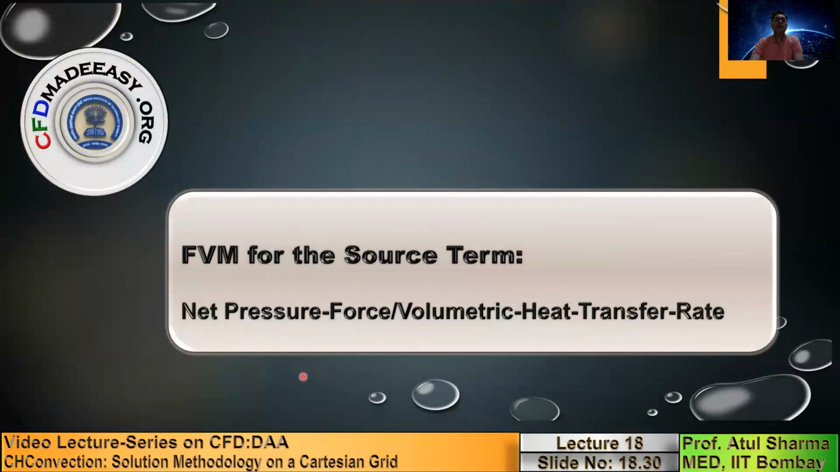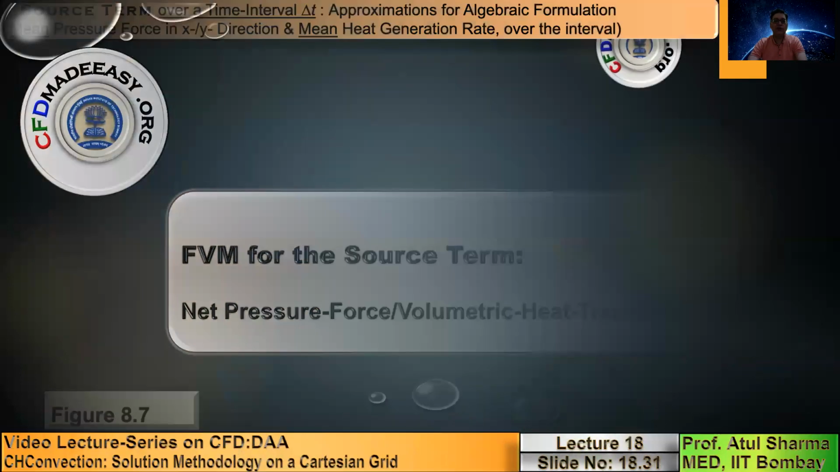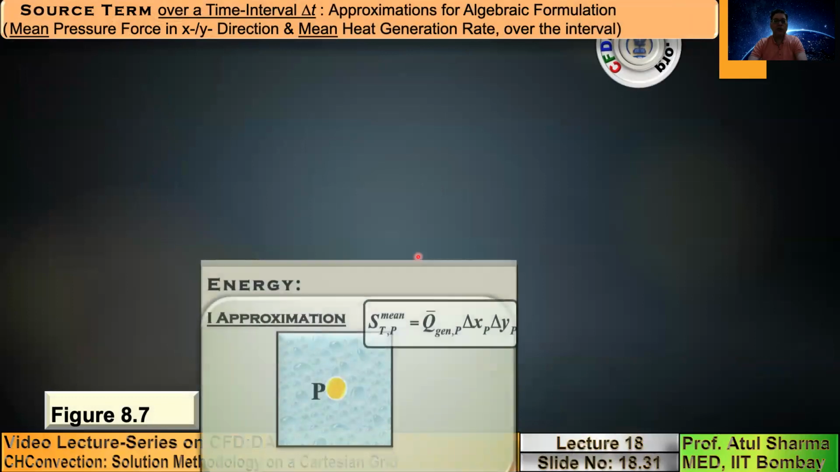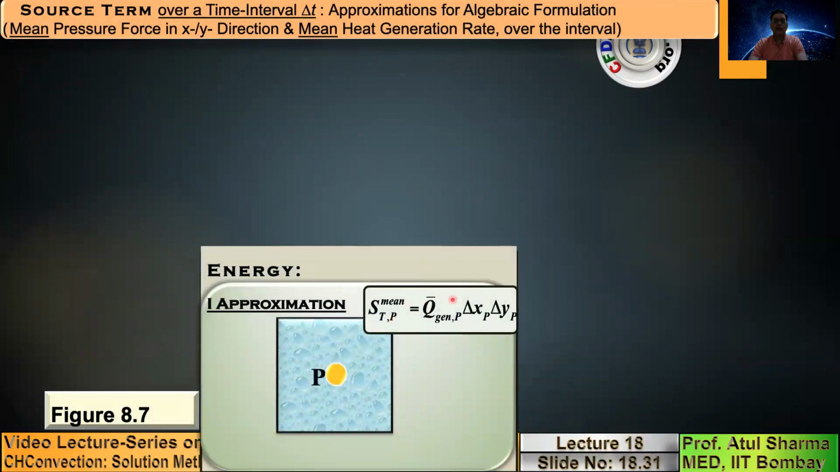After completing the unsteady, advection and diffusion terms, you are left with volumetric heat generation in the energy equation and the pressure force in the momentum equation. Whatever is left is called the source term, and the finite volume method for the source term is presented here. Volumetric heat generation, as I said, is mostly uniform, but if it is varying in space, you can approximate it by the value at the centroid. So this is the volumetric heat generation.